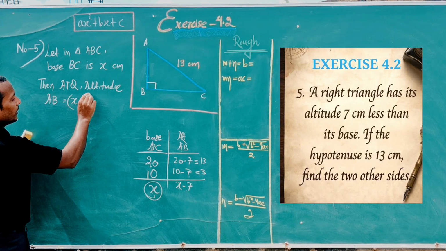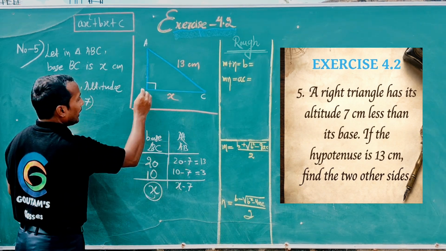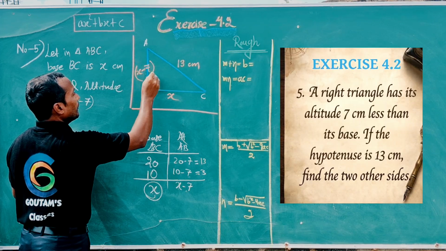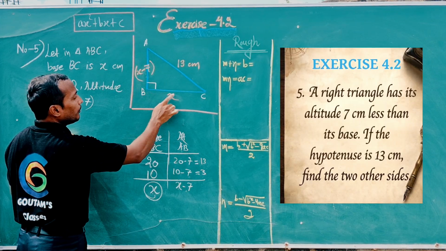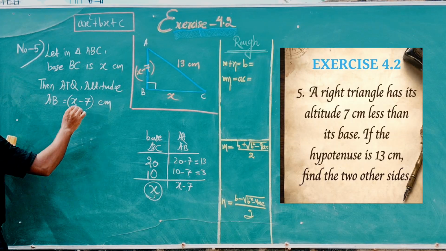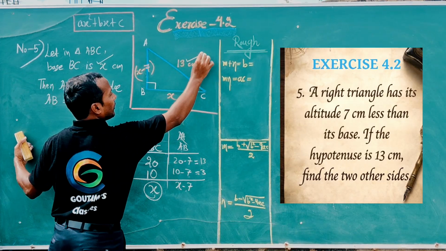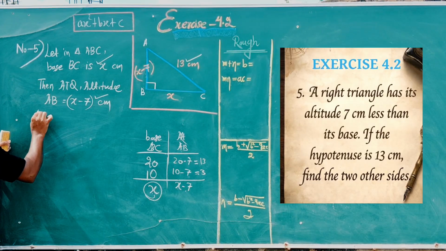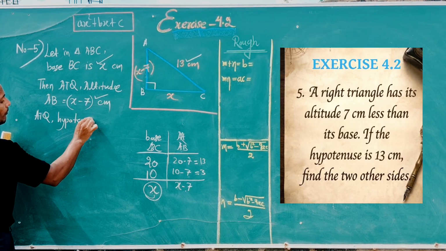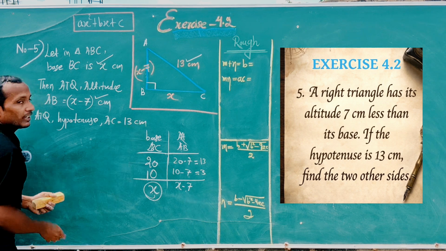Altitude is 7 centimeter less than the base. If our base was x, then altitude is x minus 7, 7 centimeter less than the base. So altitude is x minus 7 centimeter, base is x centimeter. Clear? Now we have base BC, we have altitude AB, and we have hypotenuse AC is 13. Let me mention that here. According to question, hypotenuse AC equals 13 centimeter.